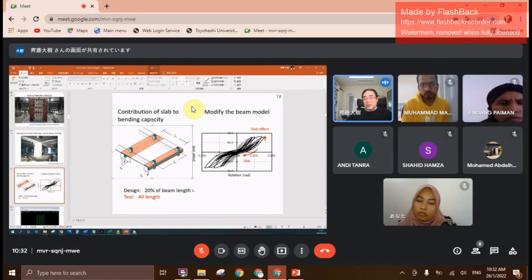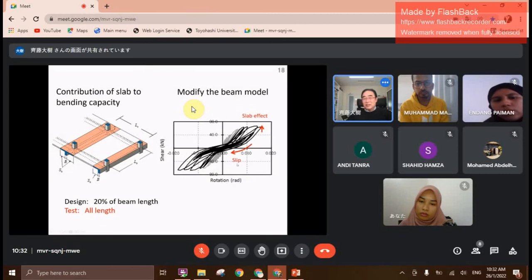But from this simulation test result, we notice that after large deformation like 1/37, the slab effect is getting higher. And finally, all floor contributes against bending. So I modified Stella 3D to consider slab effect and the slip behavior, finally considering all lengths of contribution.